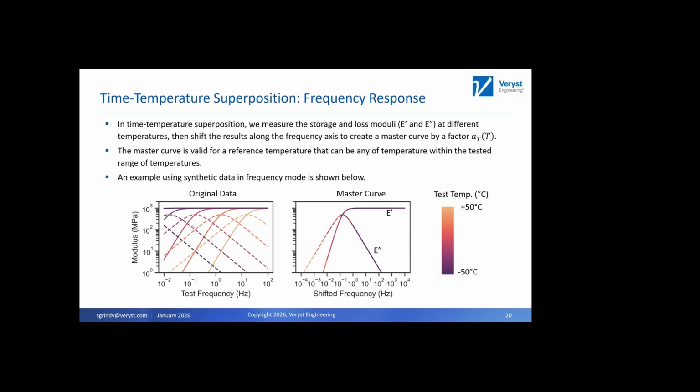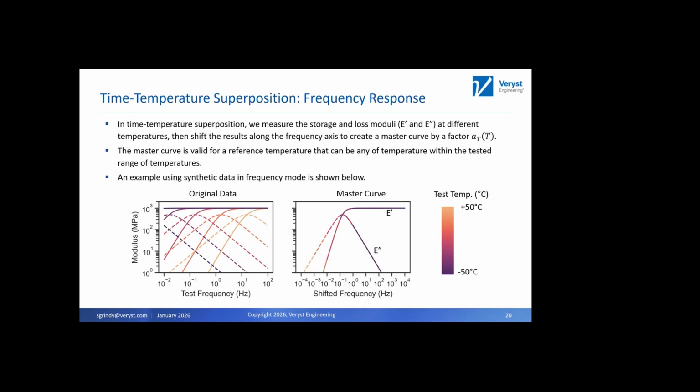So this is synthetic data. What's over on the left are the storage and loss moduli of a material that we have measured at different temperatures. Then we shift those curves along the frequency axis to create what's called a master curve. What I want you to look at is the frequency domain on this left-hand figure, the original data, and the frequency domain on the right-hand figure, which is the time temperature superposition master curve.